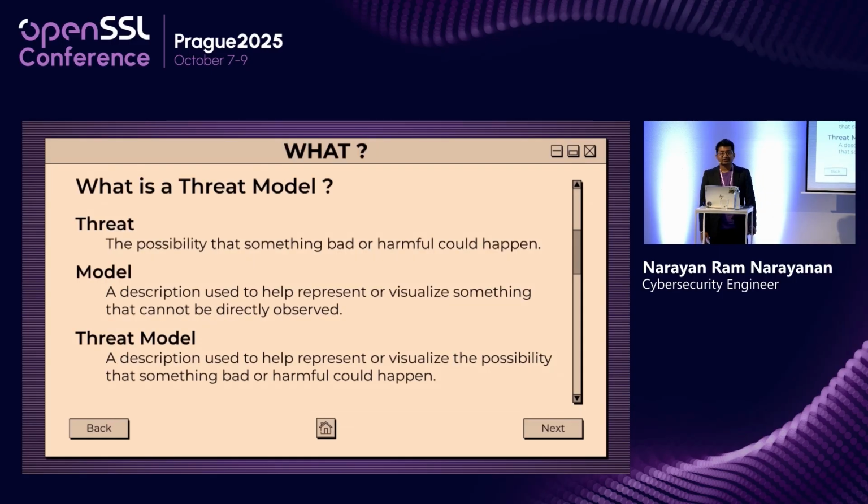So what is a threat model? Let's just break the word into two, threat and model. Threat is the possibility of something that can go bad or harmful, and model is something that can represent or visualize something that cannot be observed directly. So put that together, that's a threat model: a description used to help represent and visualize something that cannot be observed directly.